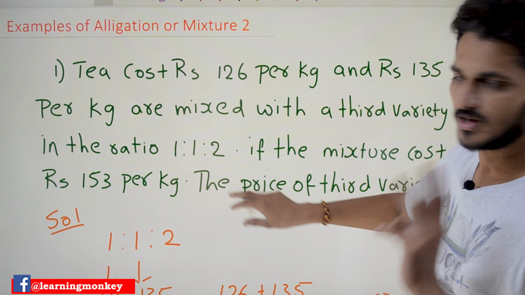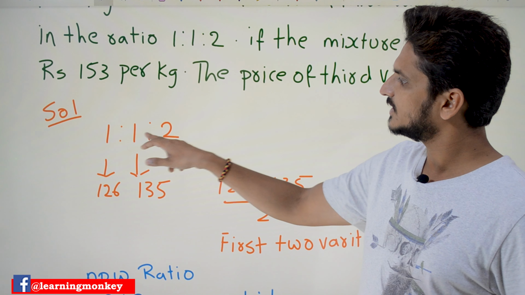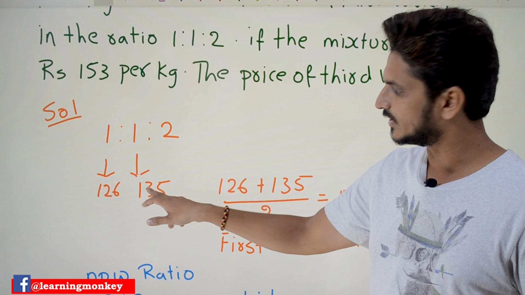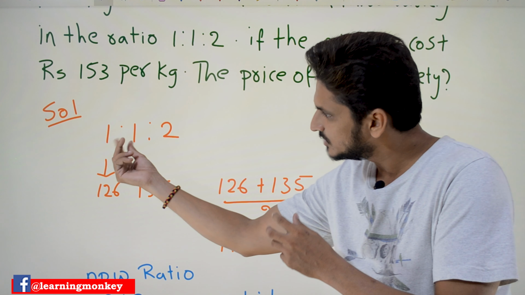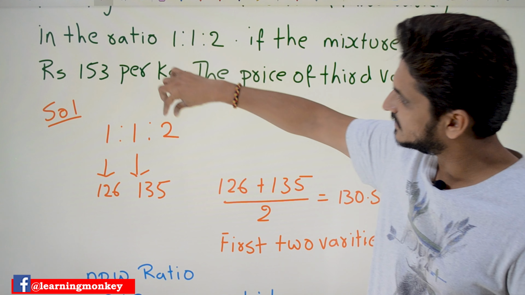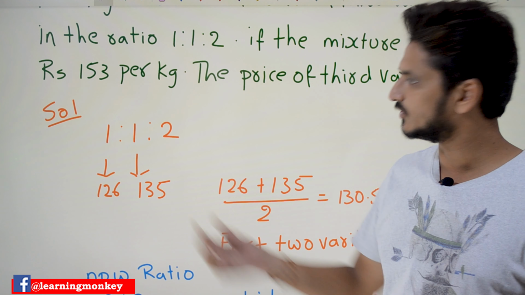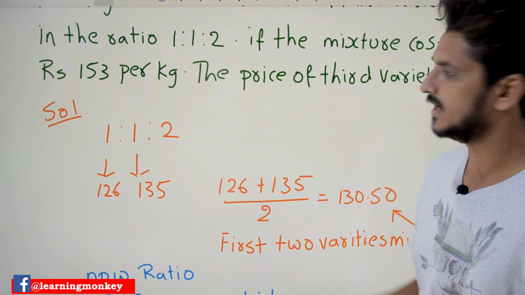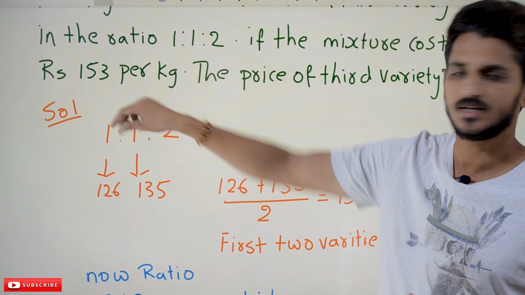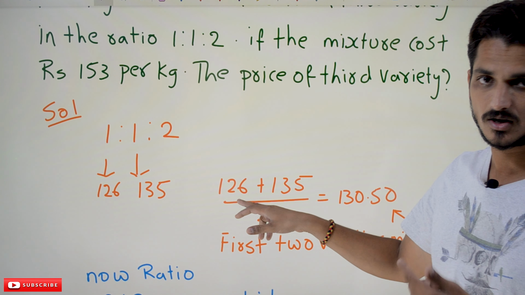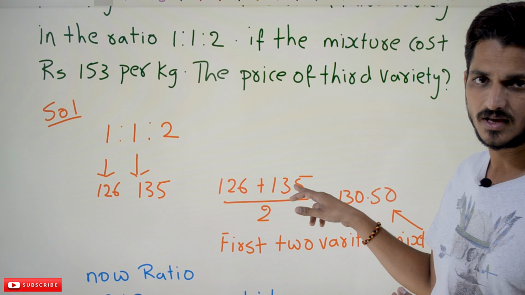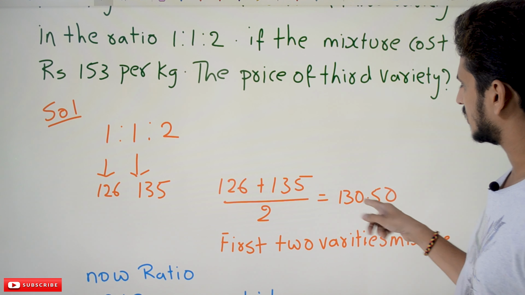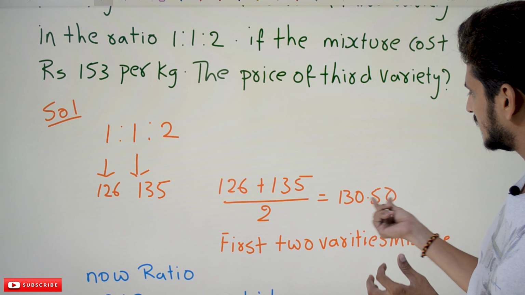Here we have three varieties, 1:1:2. The first one costs 126 rupees, the second one costs 135 rupees. Mix these two, meaning 1 kg, 1 kg, and 2 kgs. That is what the ratio says. If you take 1 kg of the first type and 1 kg of the second type, the third type will be 2 kgs. If you mix these two, 1 kg and 1 kg, what is the total cost? 126 plus 135 divided by 2, because we mixed 2 kgs in total. So the cost of the mixture is 130.5.